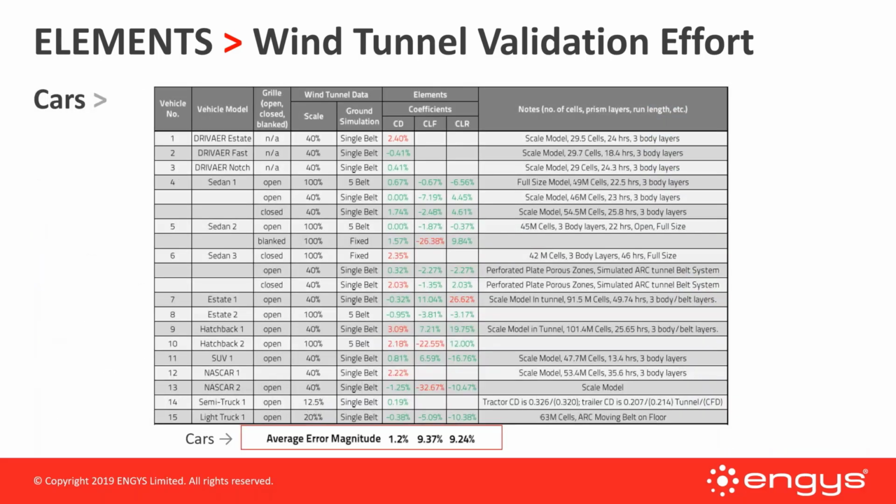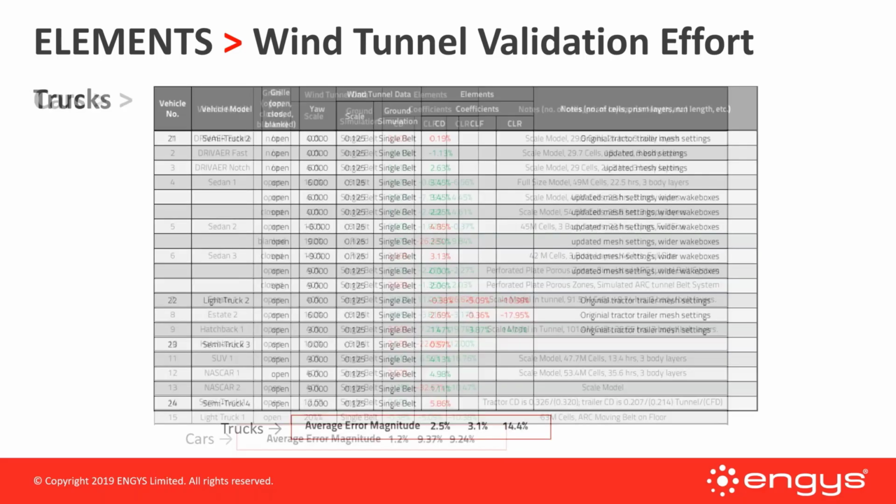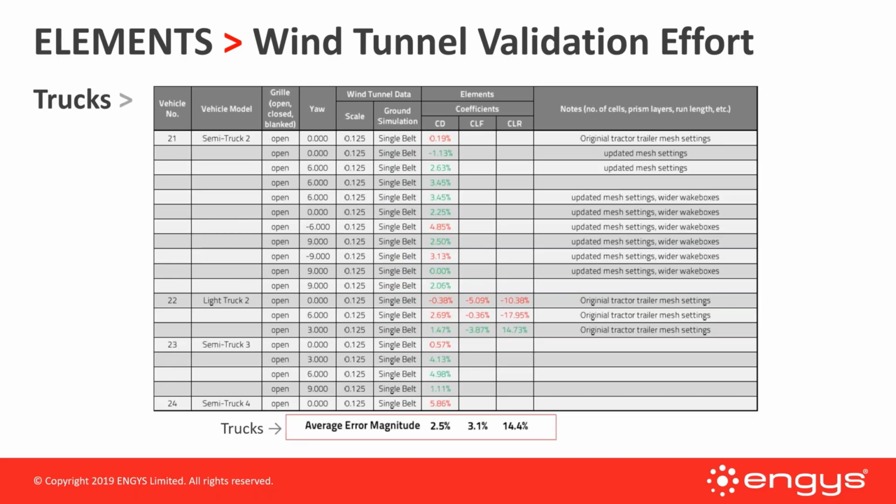So if we're looking at the test matrix for vehicles, there's a variety of mesh sizes from under 30 million to over 100 million in this test matrix. The average error magnitude for drag was about 1.2%. For front lift, it was about 9.37%, and for rear lift, the average error magnitude was 9.24%. For trucks, on the other hand, the average error magnitude was about 2.5%, front lift was 3.1%, and rear lift was about 14.4%.